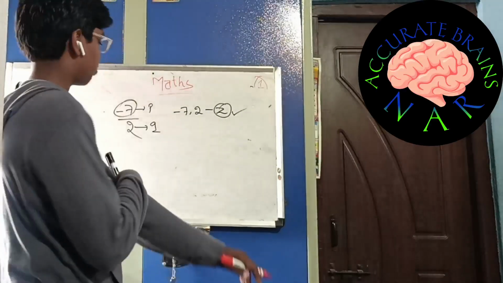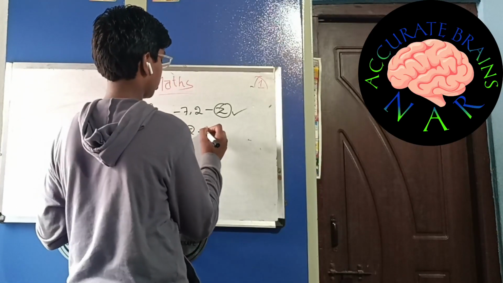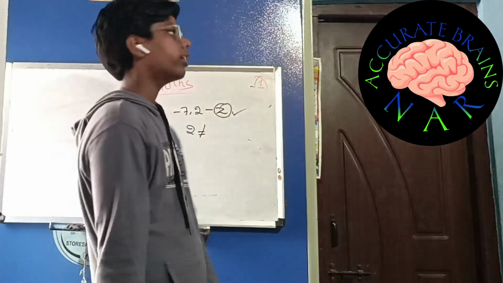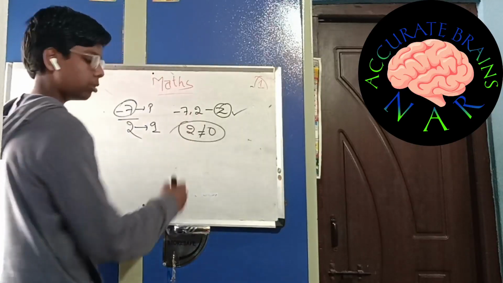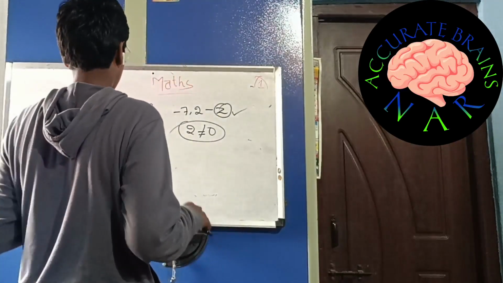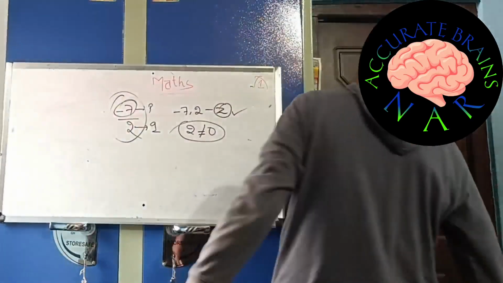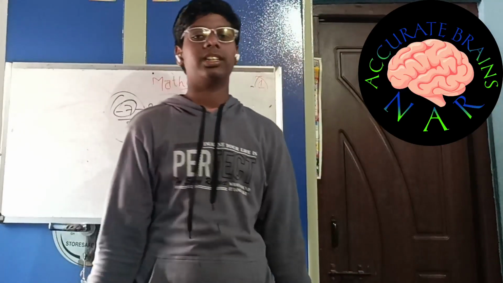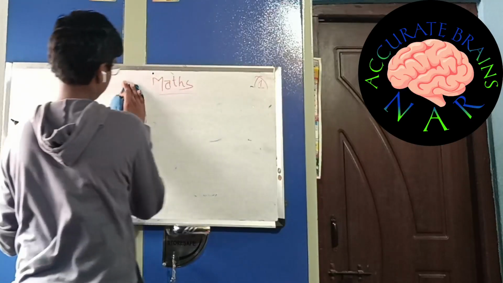Our next point: Q, which is 2, should be not equal to 0. 2 is not equal to 0, right? So this is a rational number. We consider it a rational number. So here the topic is finished, and we can take more topics.